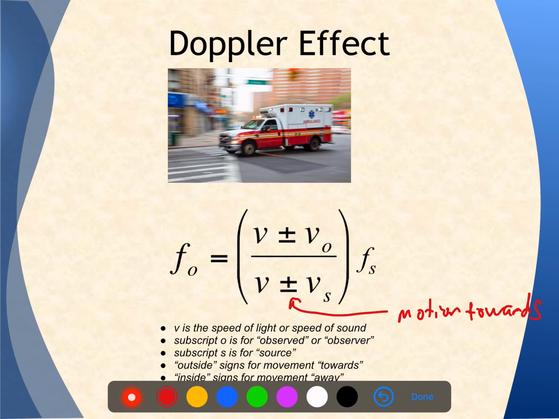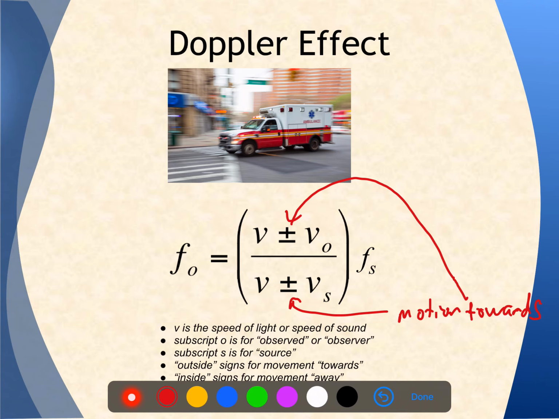Okay? What if at the same time that it is moving towards me, I'm also moving towards it? Then I'm effectively squishing those sound waves even more and making them even higher in frequency. So if there's some added effect of my motion, it should serve to further increase that frequency. That will happen if I increase the numerator, and so I would need a positive sign here to add my observer velocity to the velocity of the sound source. So choosing these outer signs gives me motion towards.